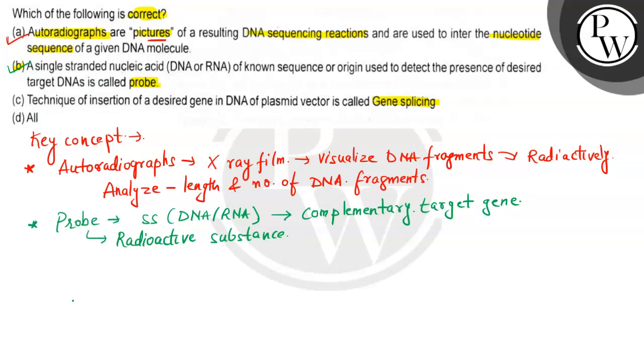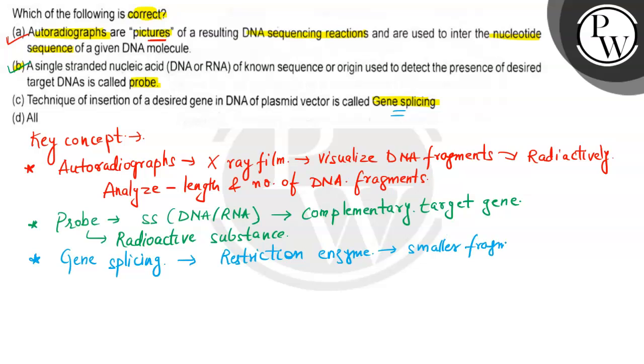Fine. Now let us talk about statement C. It is regarding gene splicing. So how can gene splicing happen? With the help of an enzyme known as restriction enzyme. Restriction enzymes can also be called molecular scissors. Why? Because they help in dividing the DNA into smaller fragments. So it breaks any particular DNA into smaller fragments. This is the function of the restriction enzyme.